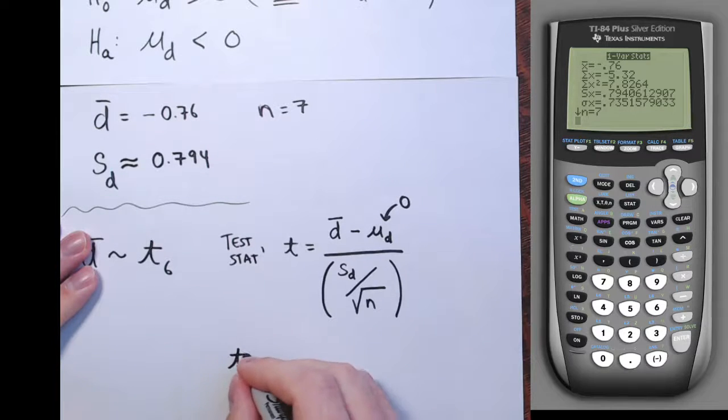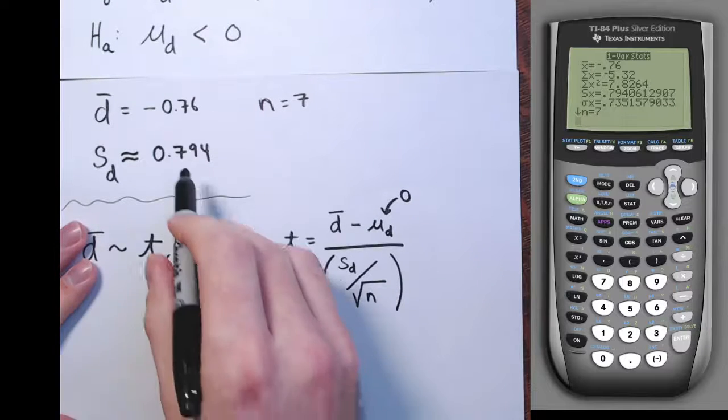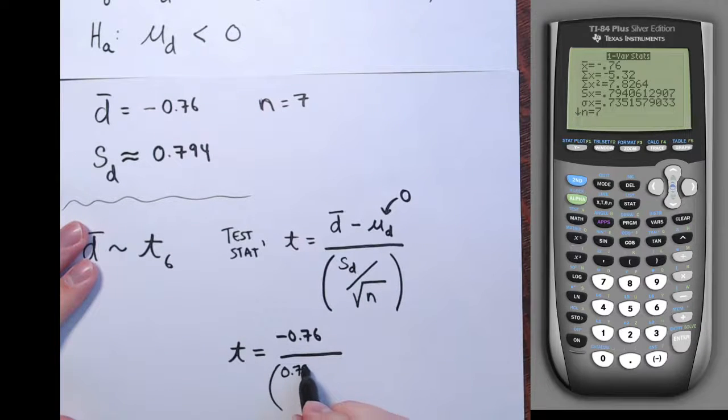Well, let's put some values in. A d bar, negative 0.76 in the numerator, divided by, and then the standard deviation of my sample was about 0.794, divided by the square root of the sample size. There were 7 of those differences.